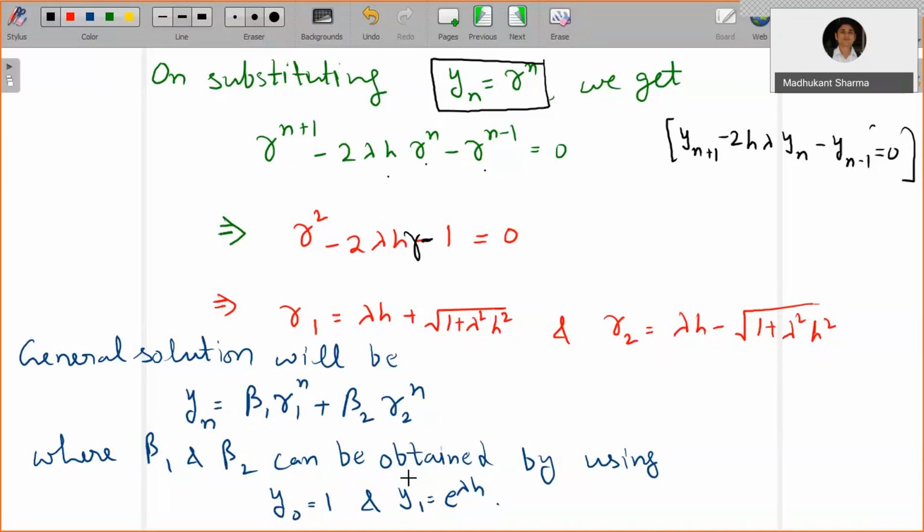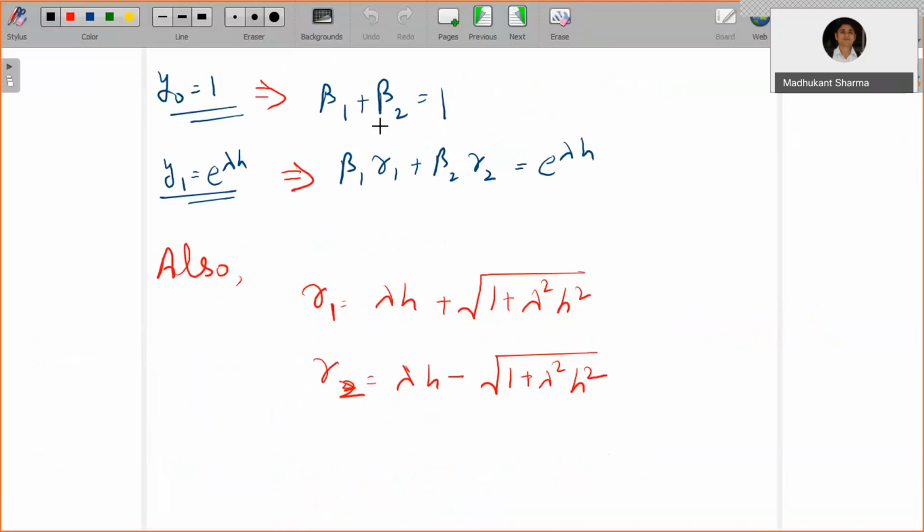Similarly, y1 equals e to the power lambda h. At n equals 1, that gives e to the power lambda h. So what we have is the following: y0 equals 1 implies this, and y1 equals e to the power lambda h implies this. Also note that the r1 and r2 values are obtained, so let's keep those noted. Now you can solve these two equations in two unknowns, beta1 and beta2, and then you get the beta1 and beta2 values uniquely.